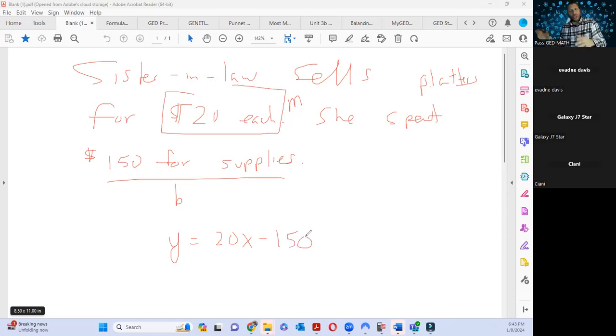Okay. So this is the thing you would have to do to solve this. In your mind, you would say, how many platters would I have to make to break even? Okay, so again, how do we do that? 20x minus 150, right? So how much would I make? Let's just take an example. Let's do a table. If I sold 0 platters, I'd be 150 in the hole because that's the money I spent. That makes sense. So that means my y-intercept is negative 150.